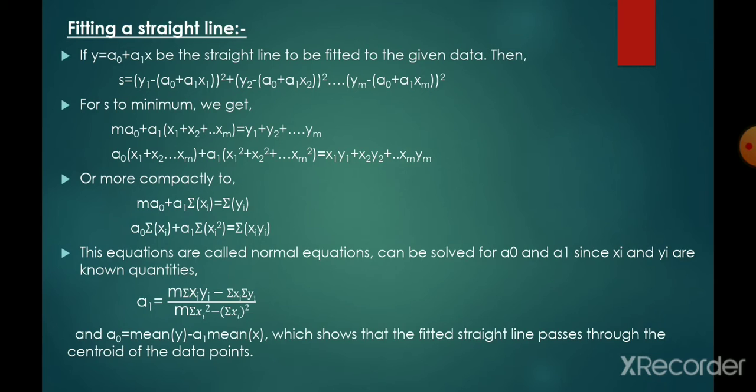a1 equal to (m sigma xi yi minus sigma xi sigma yi) divided by (m sigma xi square minus (sigma xi) whole square), and a0 equal to mean of y minus a1 times mean of x. So we can easily find the values of a0 and a1 from the known values of xi and yi, which shows that the fitted straight line passes through the centroid of the data points.